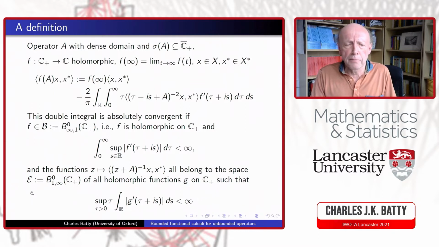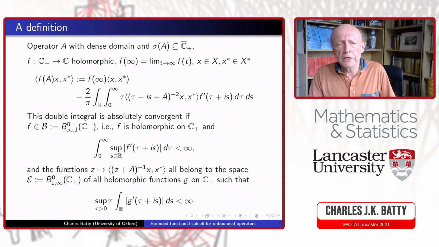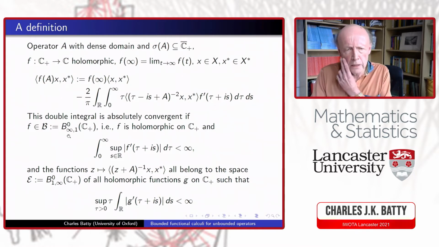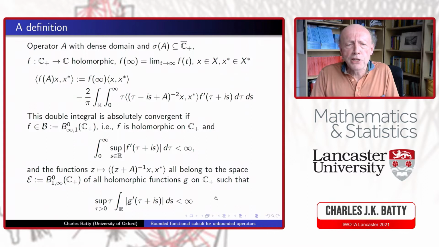And this is another Besov type space. So these spaces are sometimes called spaces of analytic Besov functions, for reasons that are slightly peripheral to the main subject.